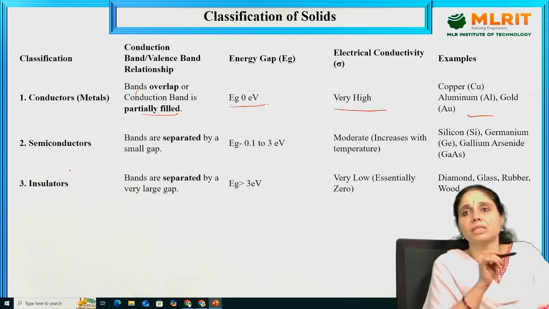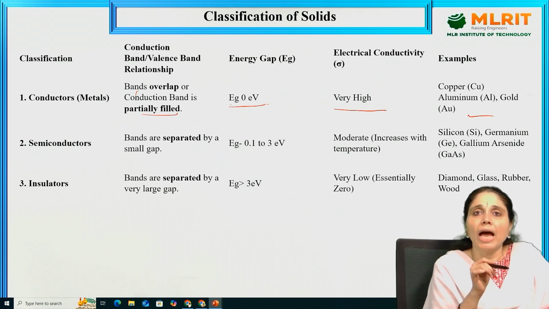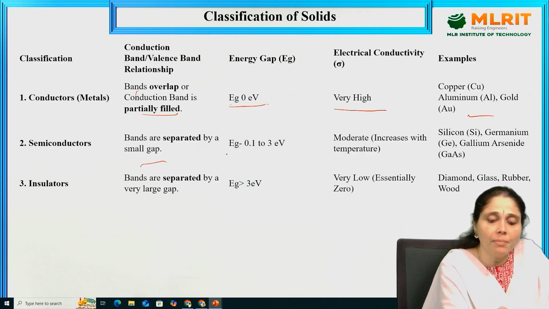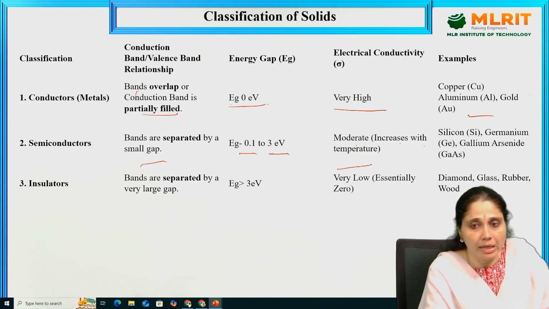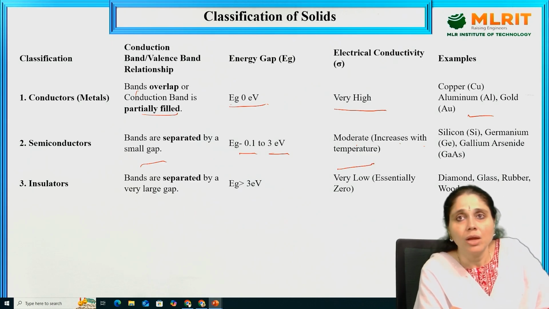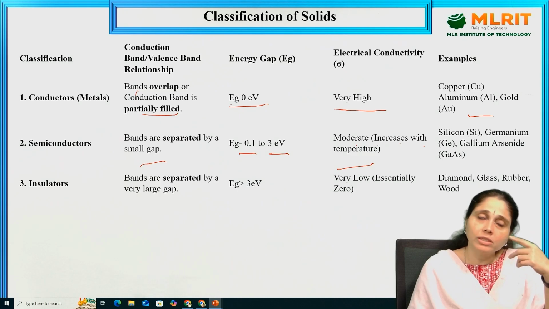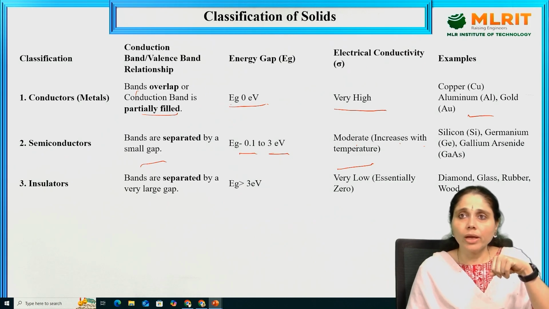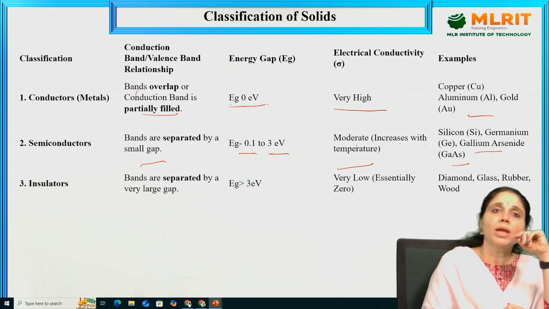Semiconductors are a specific class of materials that have a minimum energy band gap. The bands are separated by a small gap of 0.1 to 3 electron volts. Conductivity is moderate and increases with temperature. When the temperature increases, the electrons jump from the valence band to the conduction band, and there we can have electrical conduction. Silicon, germanium, gallium arsenide, etc. are examples of semiconductors.